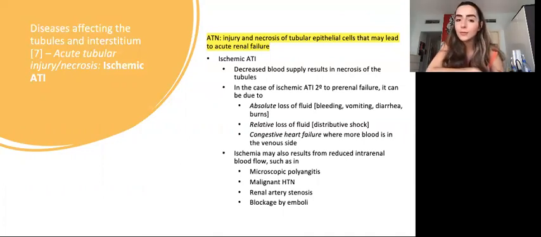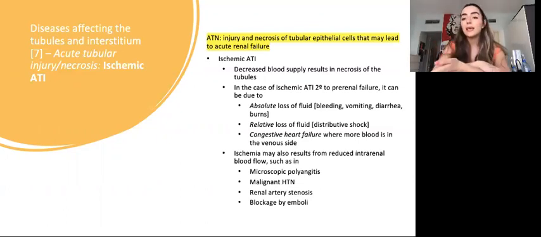It can be due to decreased blood supply that results in necrosis of the tubules. If it is secondary to pre-renal failure, it can be from either absolute loss that occurs in bleeding, vomiting, burns, or relative loss, such as in distributive shock, or even congestive heart failure, where you have pooling of the blood in the veins. And then this ischemia may also result from reduced intrarenal blood flow, such as in malignant hypertension, microscopic polyangiitis, renal artery stenosis, or just blockage by an embolus. So that's the etiology of ischemic acute tubular injury.